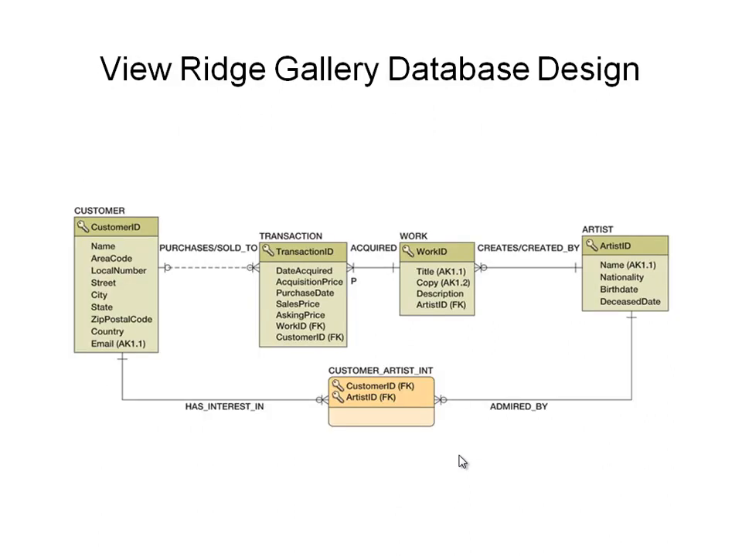The database design for the gallery is shown here, and as you can see, we have 4 main entities: the customer, the transaction, the work, the artist. And the artist and the customer are connected through an associative entity or table that is called customer artist intersection, and the primary key here is a composite of two IDs, the customer ID and the artist ID.